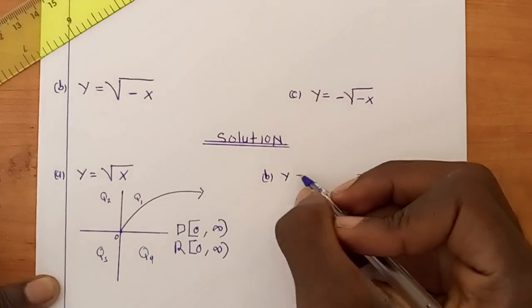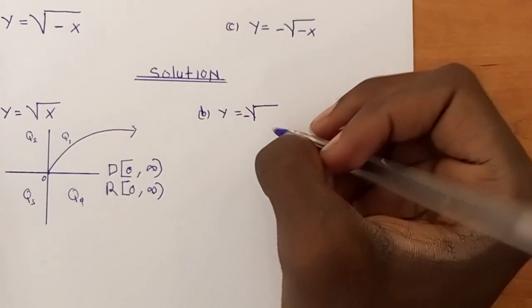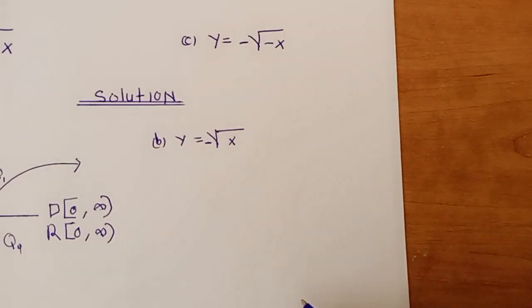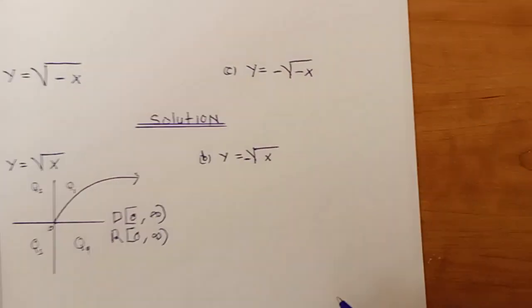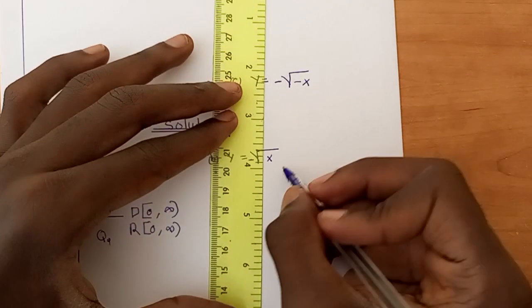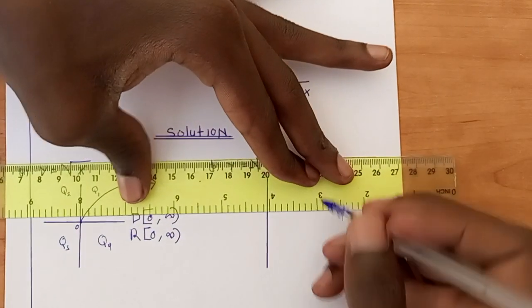B is saying y is equal to the negative root of x. Now the radical is negative, like this. Then how do we plot this one? The same concept applies. We are going to draw a line of this kind, like this.